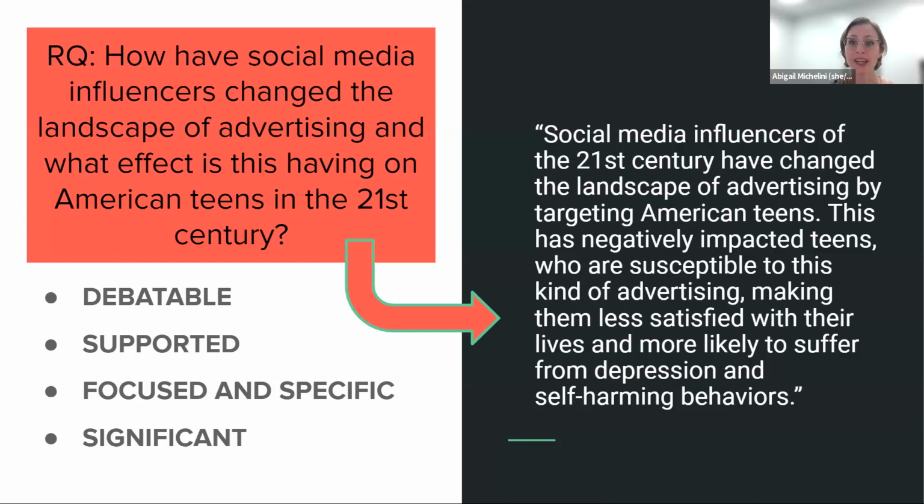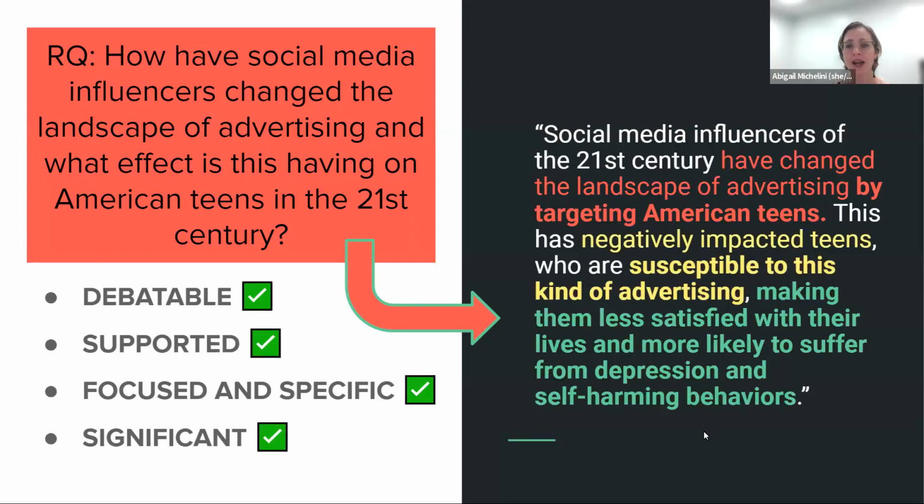Okay, now I know how, right? This has negatively impacted teens who are susceptible to this kind of advertising, making them less satisfied with their lives and more likely to suffer from depression and self-harming behaviors. Okay, now I have all the elements that I need, right? It's debatable because I'm saying they're targeting American teens. There might be some people who say they're not just targeting teens, I'm also arguing that it mostly negatively impacts them.